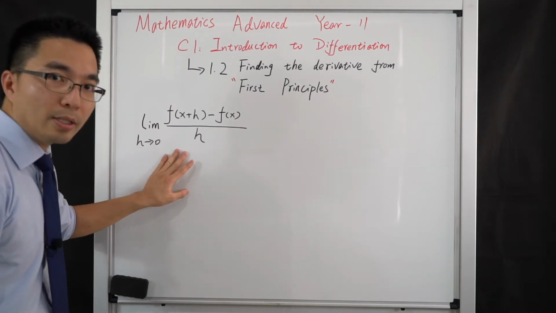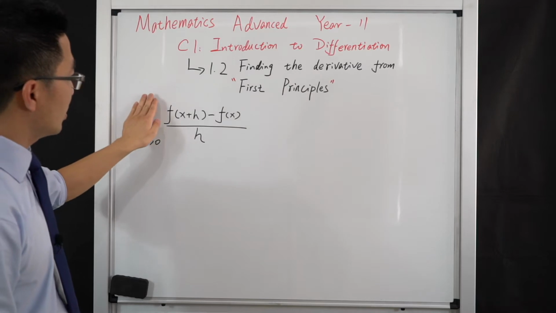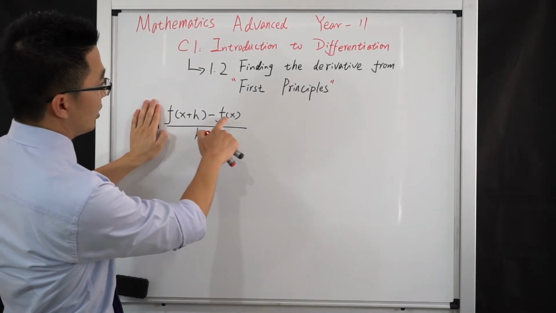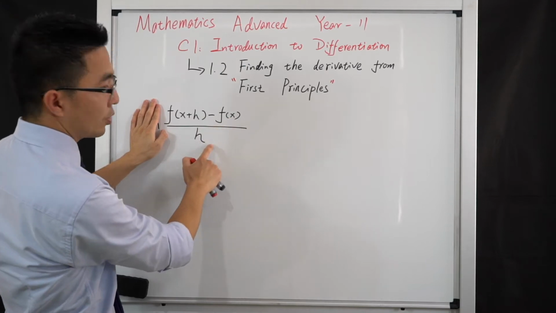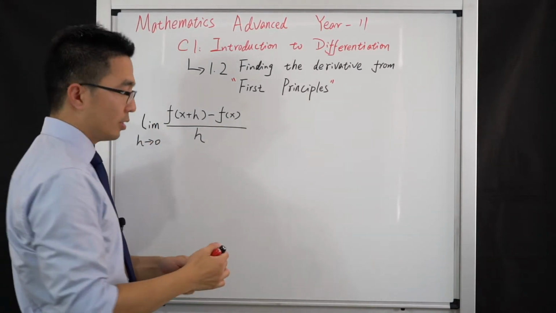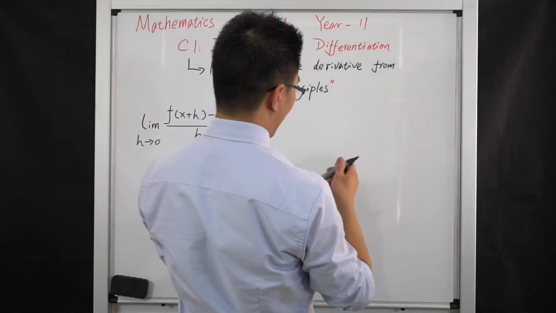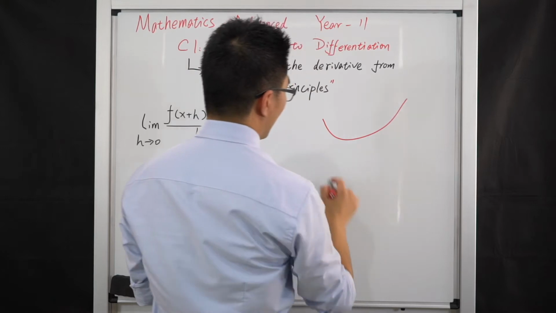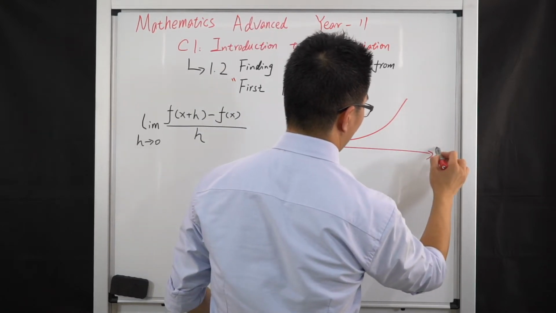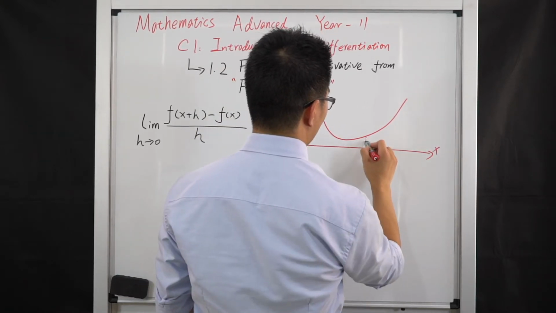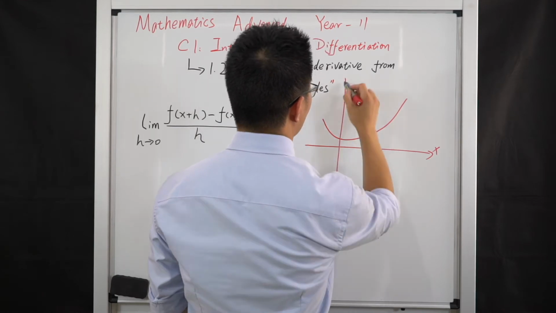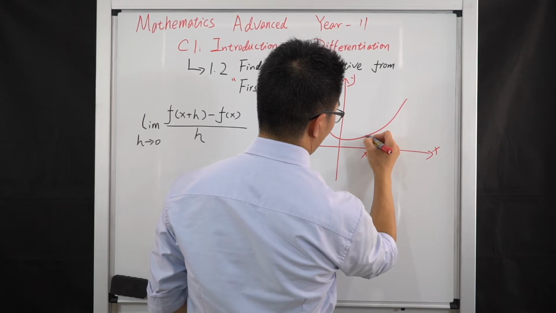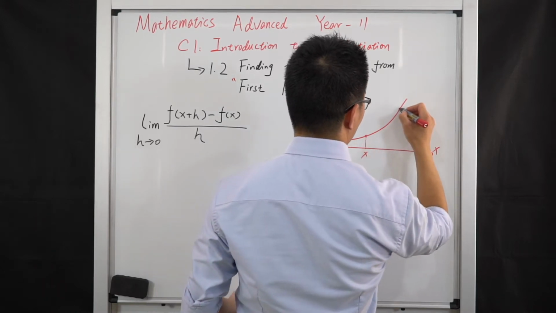In order to explain this limit, we try to explain the ratio without the limit. The ratio, f(x+h) minus f(x) divided by h, comes from a secant of a curve. Okay? When we have a curve, we are choosing one point. So here would be at x, and here would be y. You're choosing one point from here, another point from here.